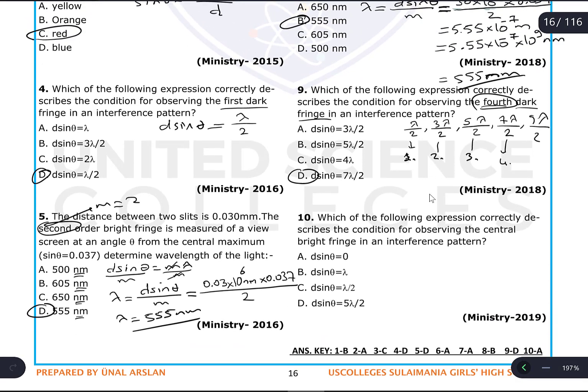Which of the following expressions correctly describes the condition for observing the central bright fringe? Central bright fringe path length difference is 0. D sine theta is 0. This answer is going to be A in here.